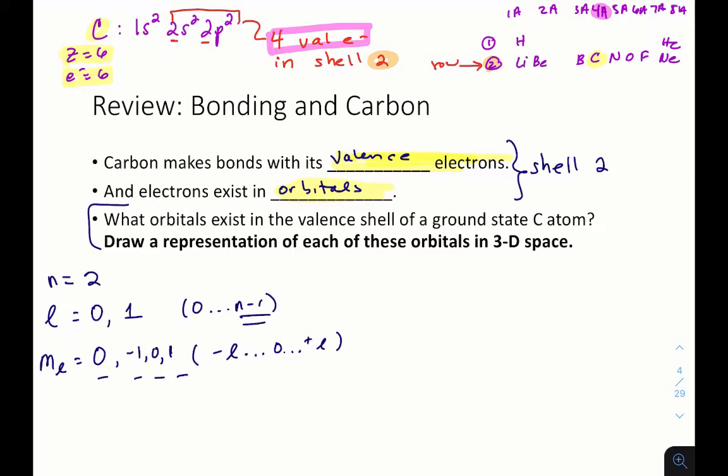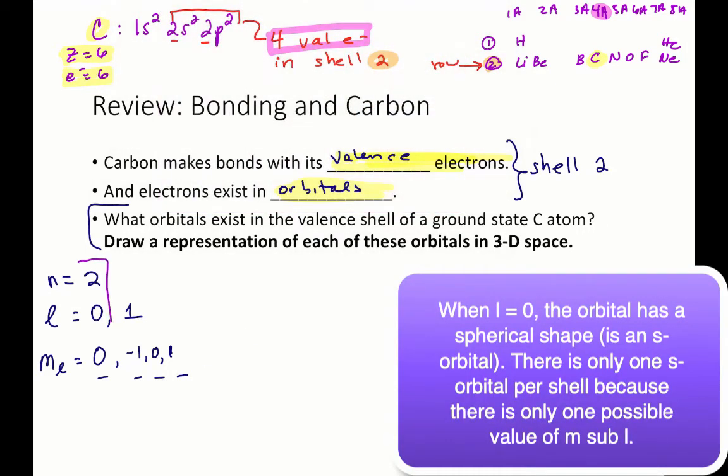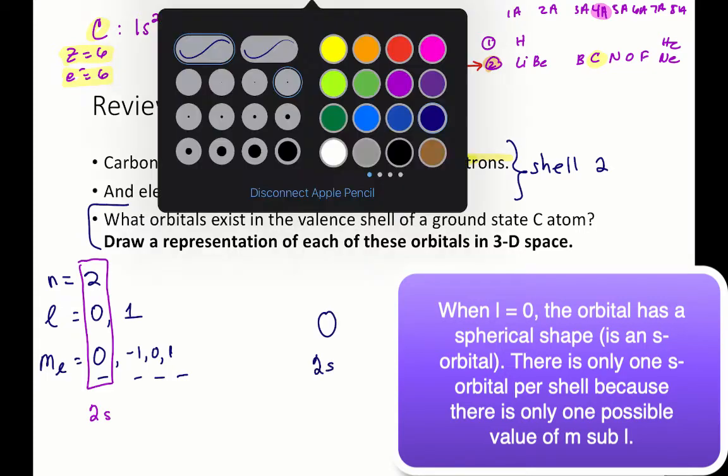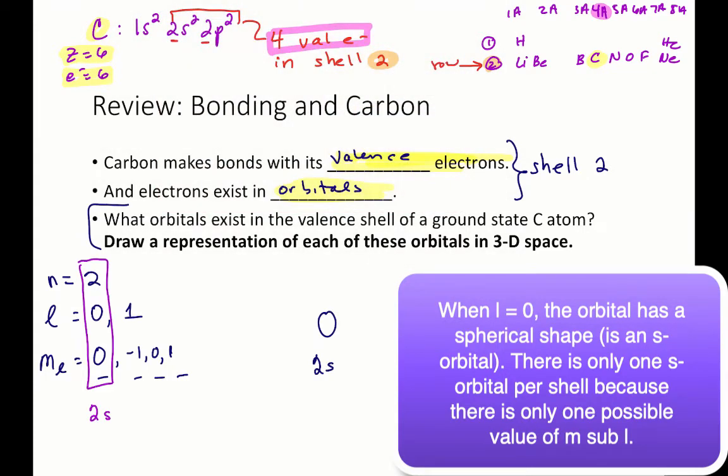Let's draw them out. So when n equals 2, L equals 0, m sub L equals 0. This is the 2s orbital. These quantum numbers describe the 2s orbital. It is s because L equals 0. If this is a little bit unfamiliar, please review the quantum mechanics lecture.